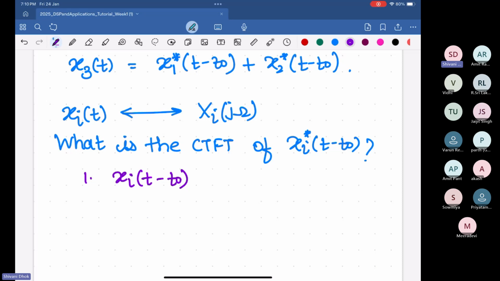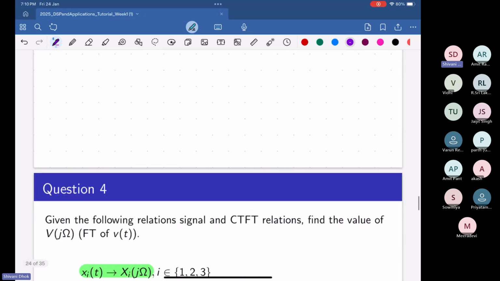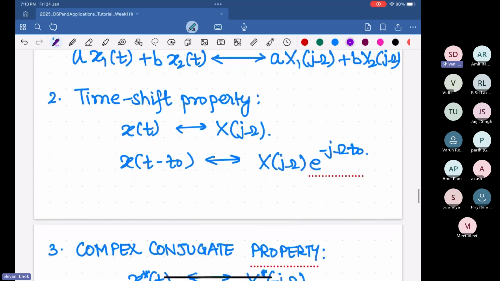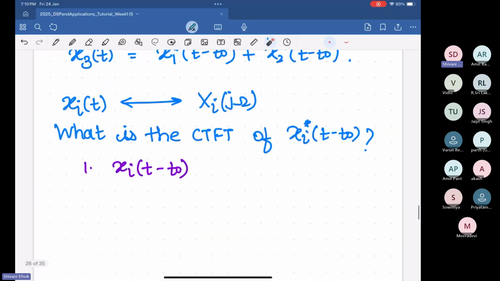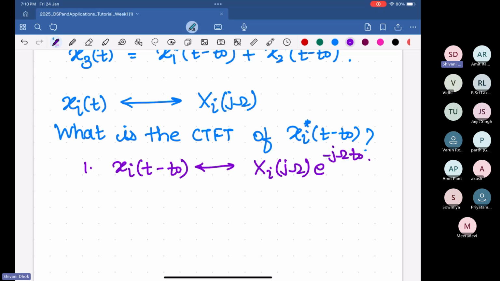So this is the delayed version of my signal xi of t. For this, we will use the time shift property. What it says is, if x of t is delayed by t naught, then in frequency domain, its Fourier transform gets multiplied by a complex exponential. Okay. So therefore, this will have Fourier transform as xi of j omega, which will remain as it is, but it will get multiplied by e power minus j omega t naught.